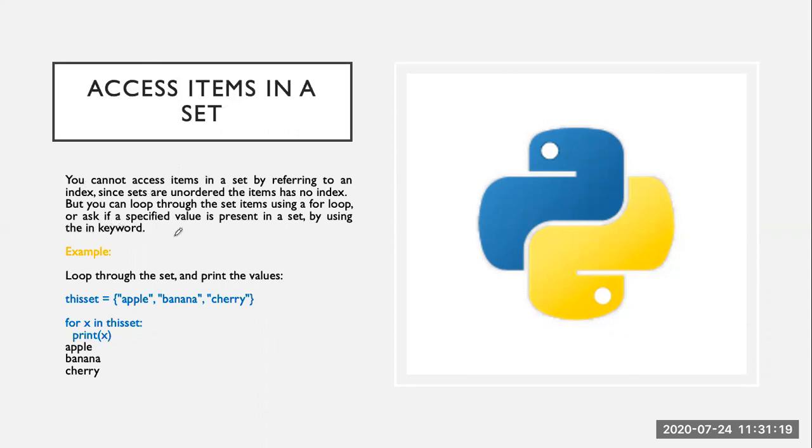For example, here we have a set with three items. We can simply use the loop for this set. We are not using the index number, it will simply print the three values. But we cannot access through the index numbers in the case of the set.